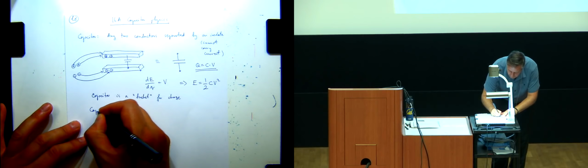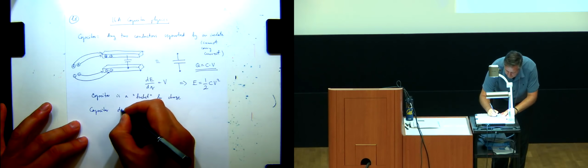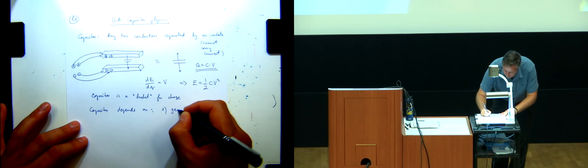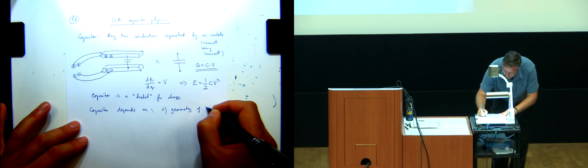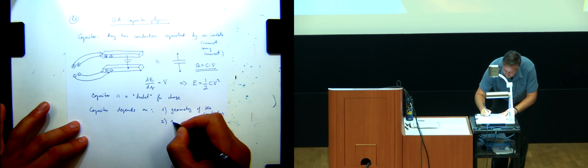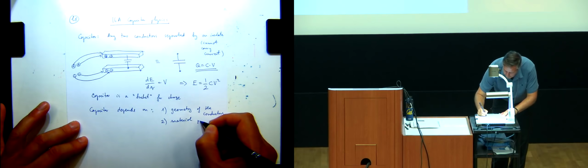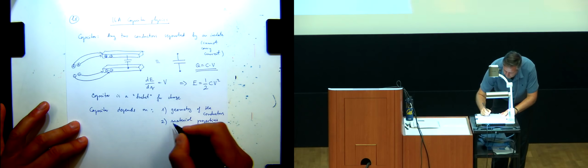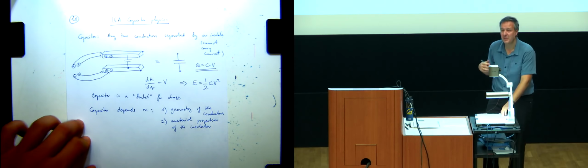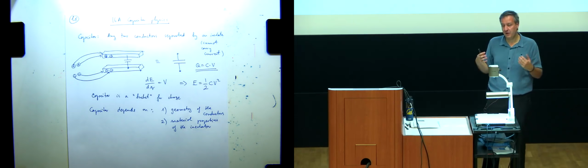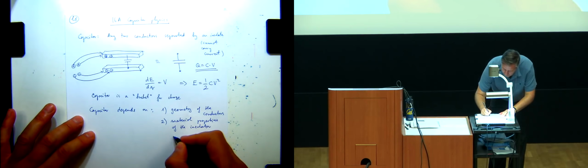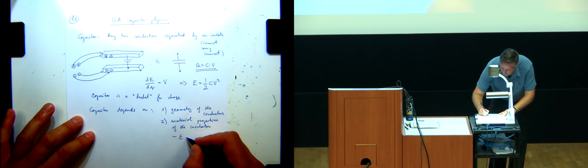So the capacitance depends on, one, the geometry of the conductors, and two, material properties of the insulator. Because that determines the field. And remember, the field creates the force that affects how charges interact with one another. So we're going to label that material property as permittivity.